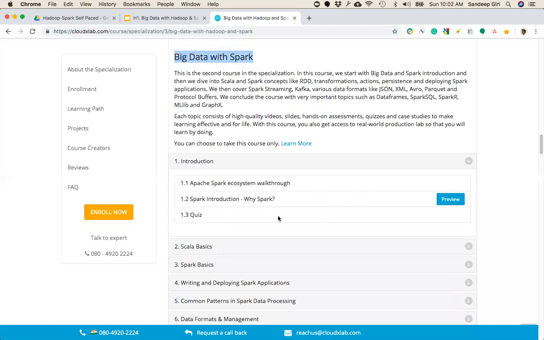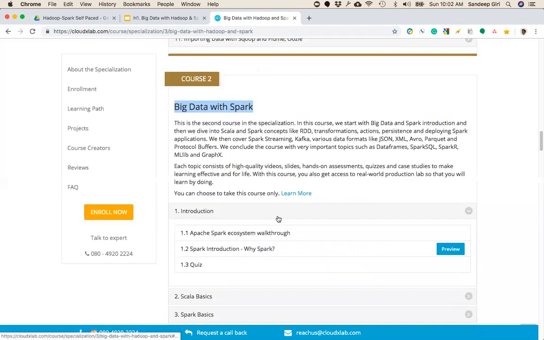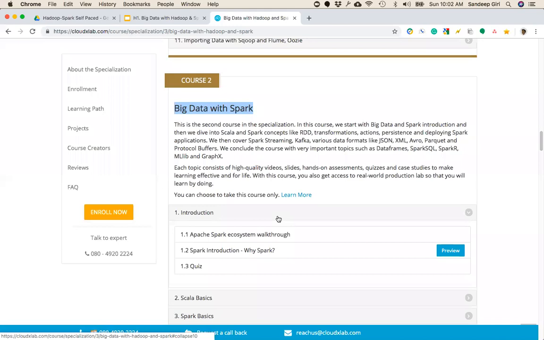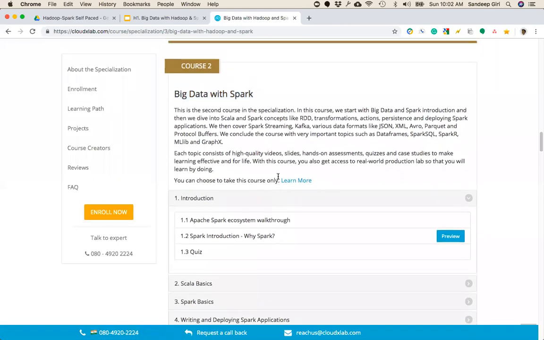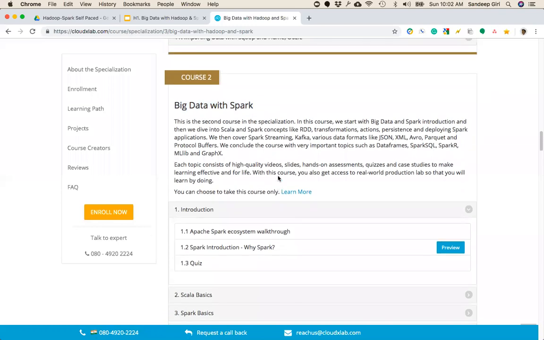So what you can do is take the Hadoop course as self-paced, and the Spark course is live. That you can also do. You can enroll for that. And this essentially has two parts to it. One is Hadoop and Spark.